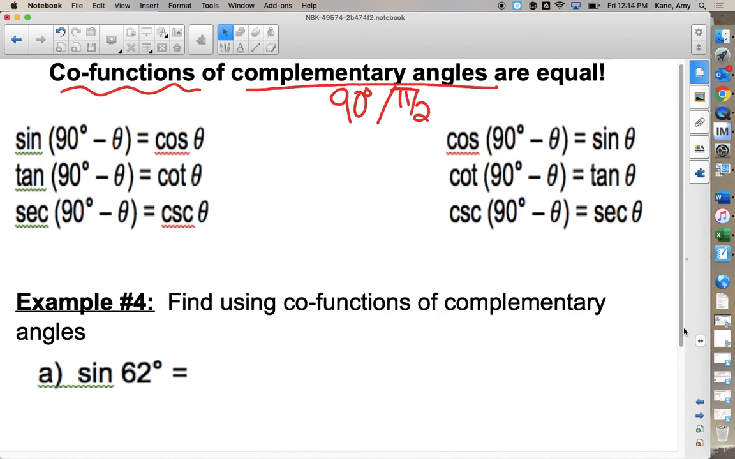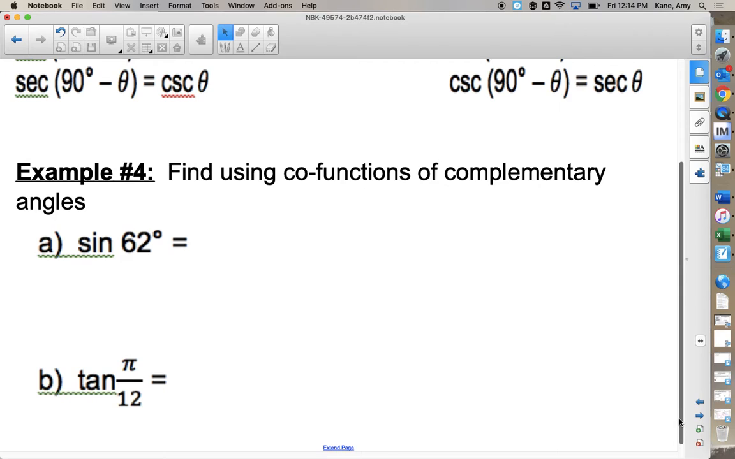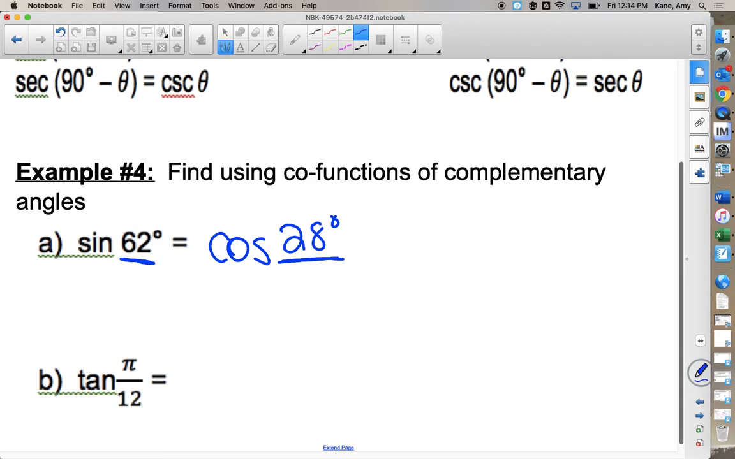The bottom two questions, we're not actually going to calculate, but we're going to check them just to make sure that it does work. So it says find using co-functions and complementary angles. If I had the sine of 62 degrees, essentially we want to know what is its co-function. So sine goes with cosine, and then the cosine of what angle would be the same as the sine of 62 degrees? Julian? 28. Because 62 and 28, both of those angles are complementary. They make a 90-degree angle.